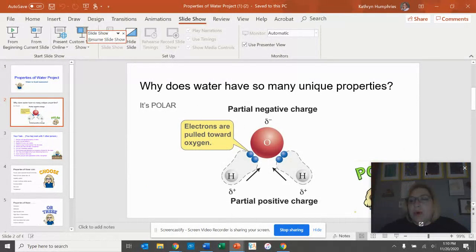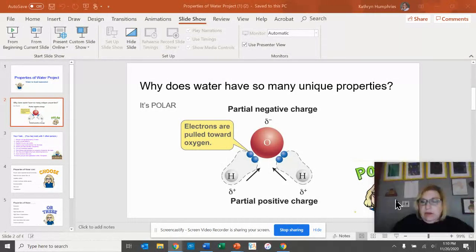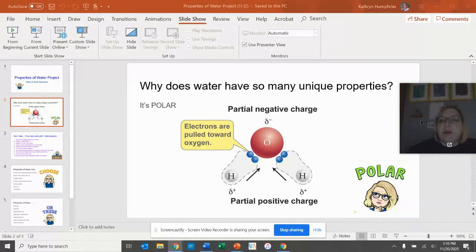The main reason why water is liquid awesome is because it is a polar molecule. What that means is on the oxygen side, it's slightly negative. On the hydrogen sides, it's slightly positive.